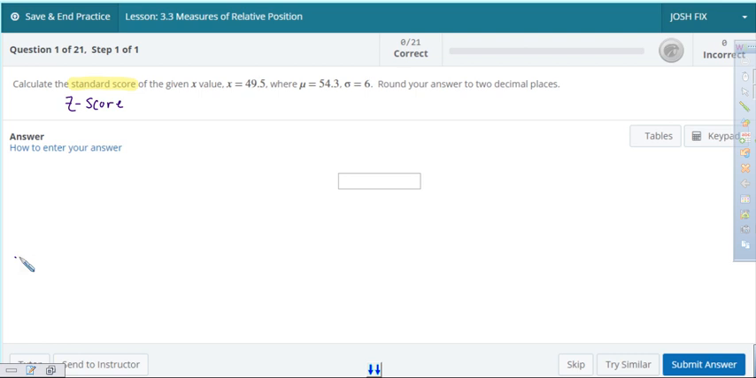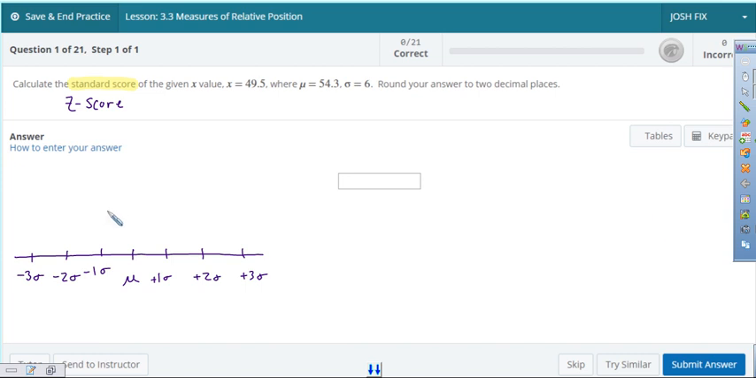Now, what we want to remember about the standard score, the z-score, is it all ties back to the normal distribution curve. If we take a set of data, and say that data point right there is our mean, and then we go up 1, 2, 3, that would be plus 1 standard deviation, plus 2 standard deviations, plus 3 standard deviations. We can go down the same distance, equidistant: minus 1 standard deviation, minus 2 standard deviations, and minus 3 standard deviations. Between these two, that's going to be 68%.